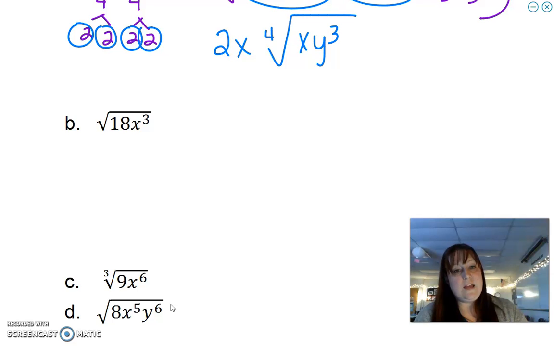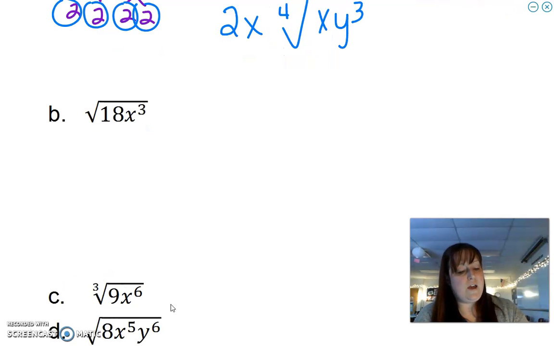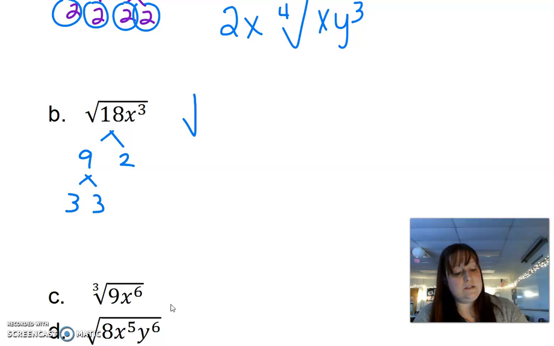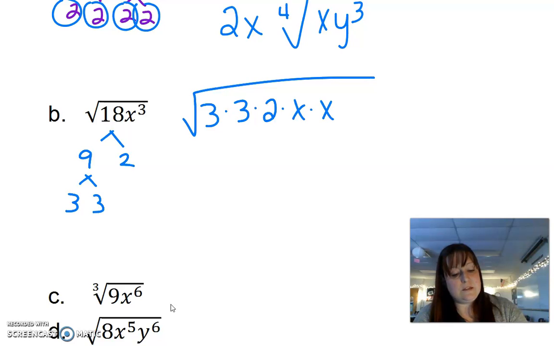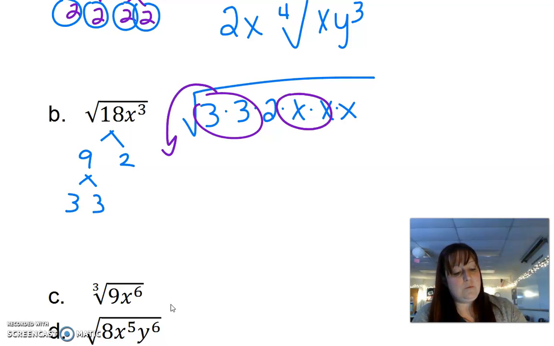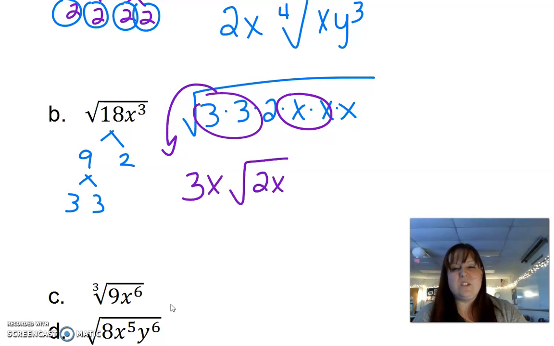So now we've got 18x to the third and the square root of that. The prime factorization of 18 is 9 times 2, and 3 times 3. So again, we can write this as 3 times 3 times 2 times x times x times x. And then we just take out groups of 2. So we end up with a 3 outside, because the square root of 3 times 3 is just 3. We end up with an x outside, and inside we have 2x still.